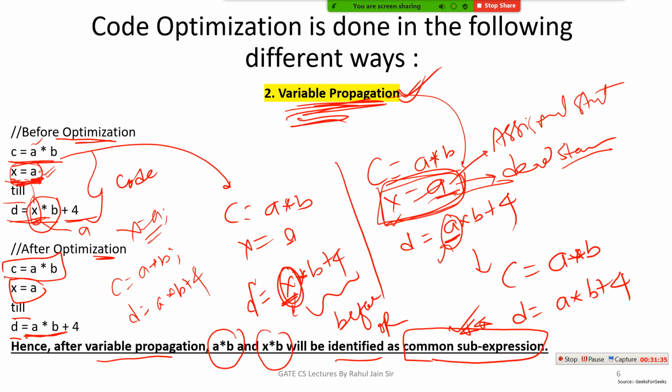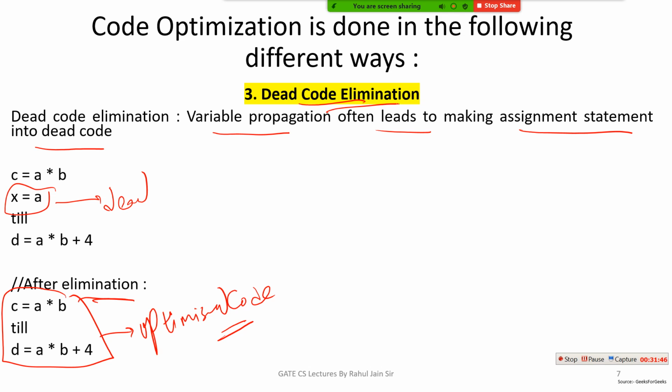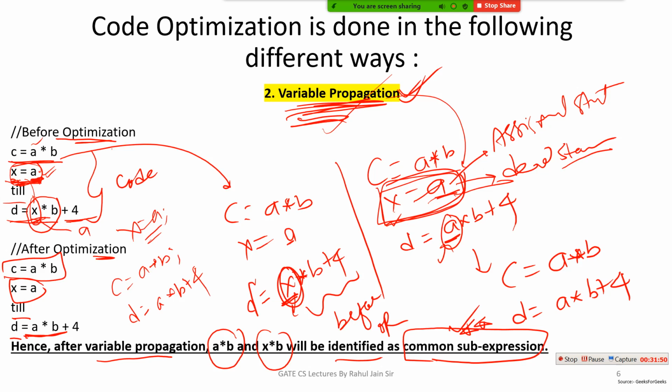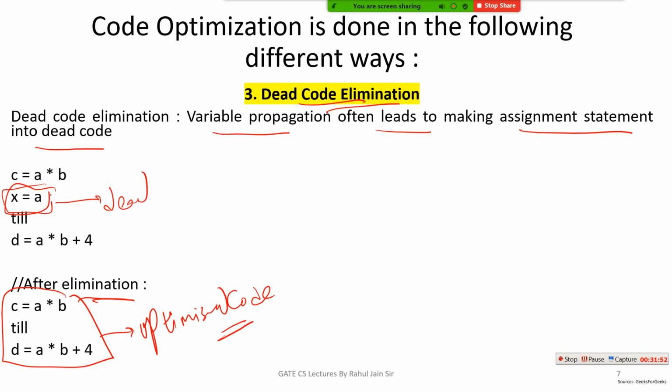So this is called variable propagation, in which we are playing with variables, to see how to do optimization with the help of variables. It is called variable propagation, and variable propagation will lead to dead code elimination. Meaning, after applying variable propagation, there isn't any need of this code, that is x equals a, now it does not exist.